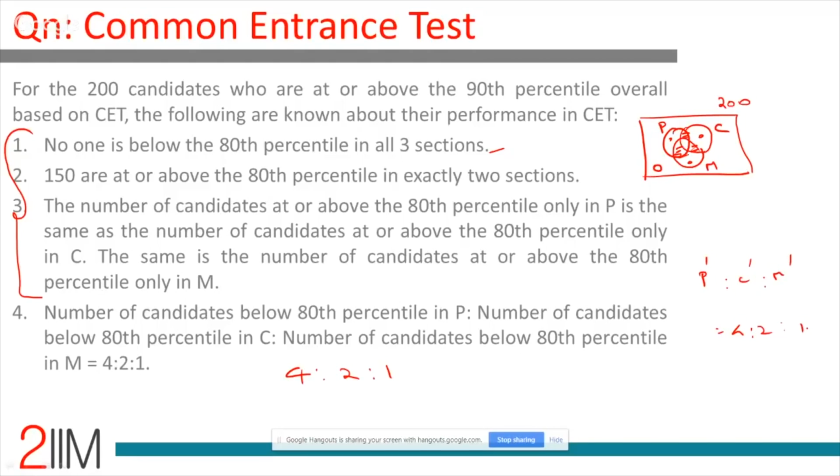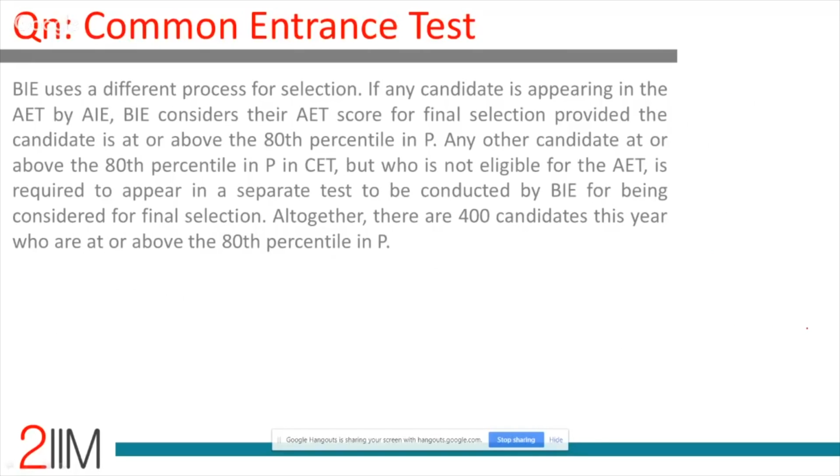I already know it's one of those constraints with a lot of variables coming in. It's a pain. I know that I'm going to have to figure out a bunch of things starting there. Look at the next one. Still not done with the question. BIE uses a different process for selection. If any candidate is appearing in the AET by AIE, BIE considers their AET score for final selection, provided the candidate is at or above the 80th percentile in P. Incredibly complicated. BIE takes the AET score if the student is appearing in AET, assuming that the student has scored more than 80th percentile in P.